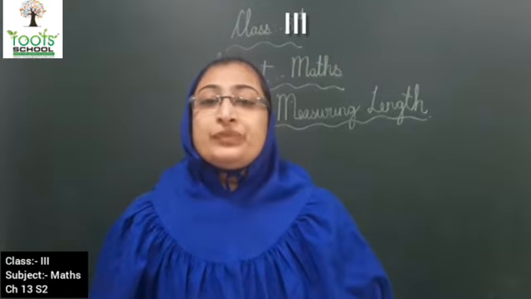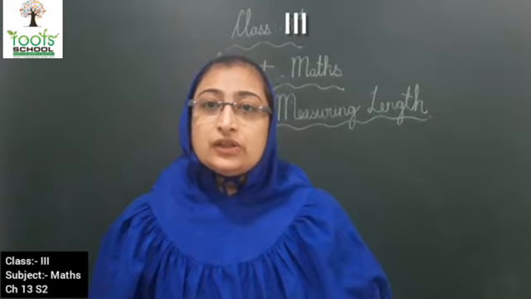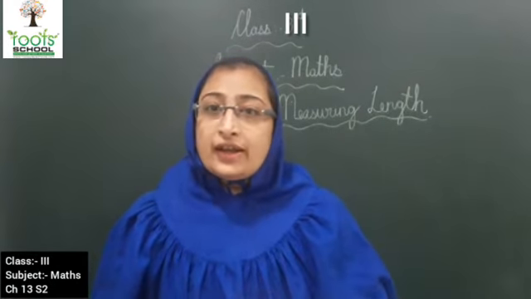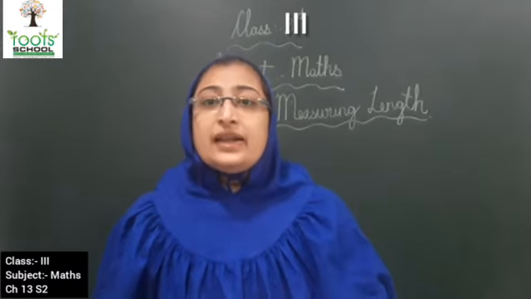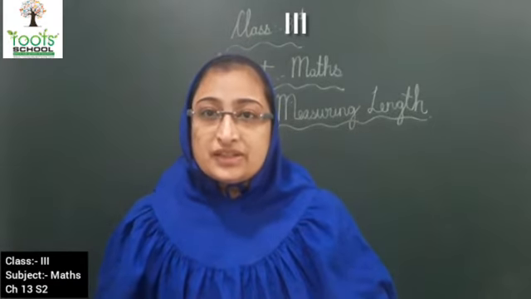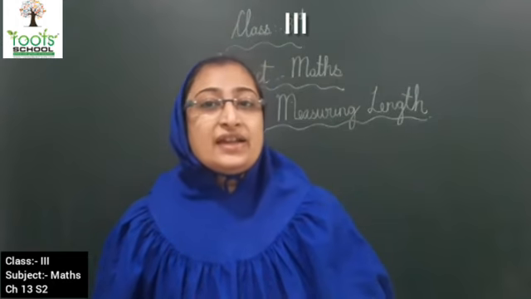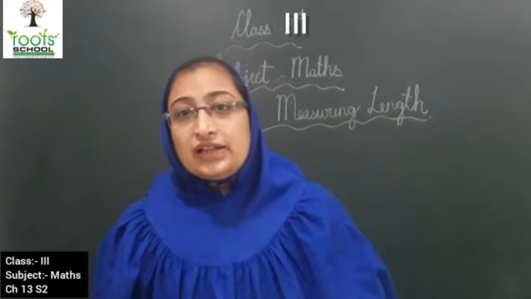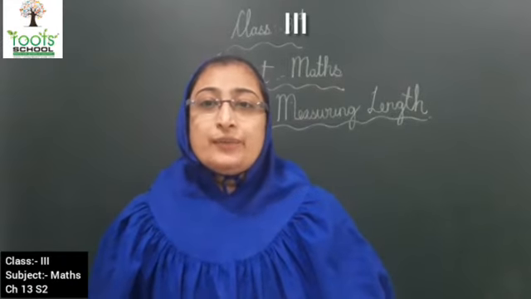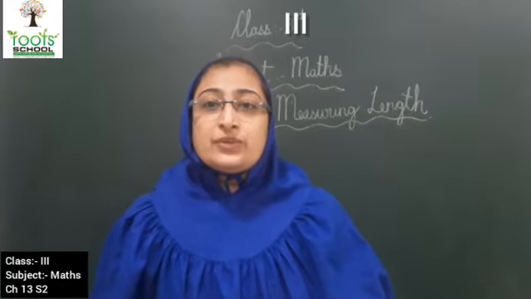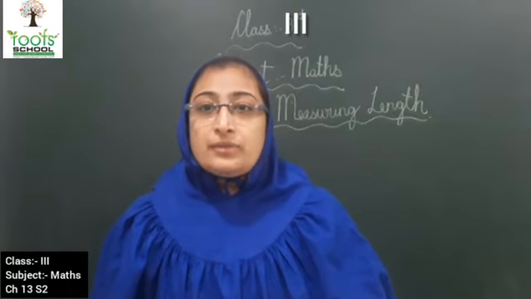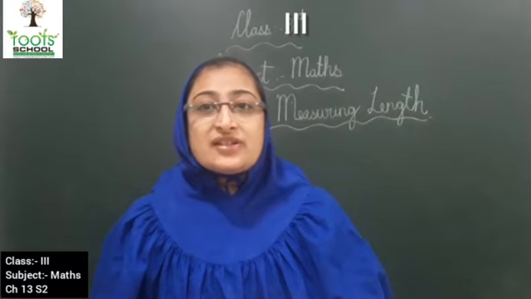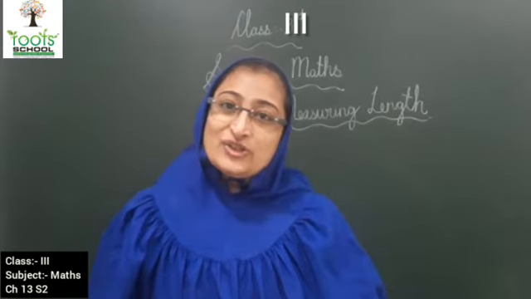Very good kids. Now today we are going to learn how to do addition. For addition kids, always keep in mind that meters will be added with meters, centimeters will be added with centimeters and kilometers will be added with kilometers. Okay. Again kids, let's revise the formulas. 1 meter is equal to 100 centimeter and 1 kilometer is equal to 1000 meter.